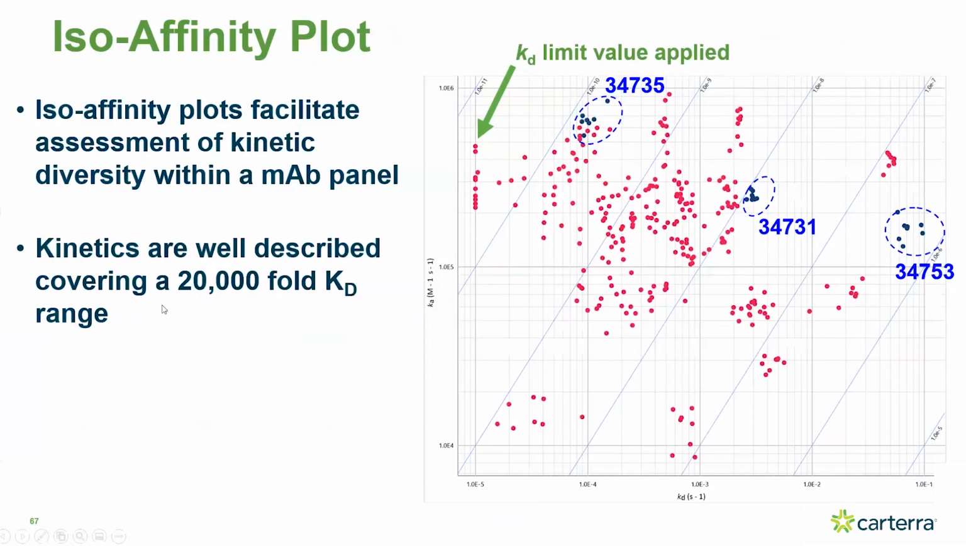So typically in this type of assay, we can see at least a 20,000-fold dynamic range in affinities across one of these 1 micromolar to 450 picomolar kinetic series antigen concentrations that we run.